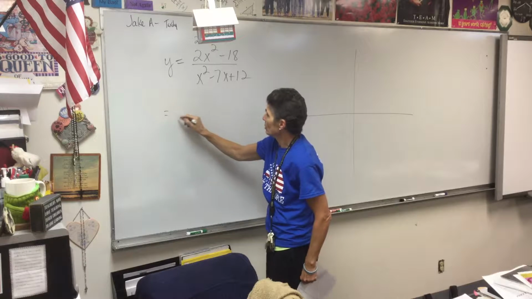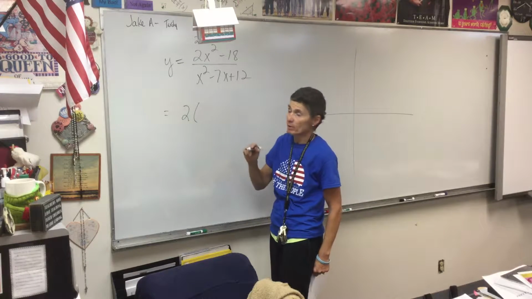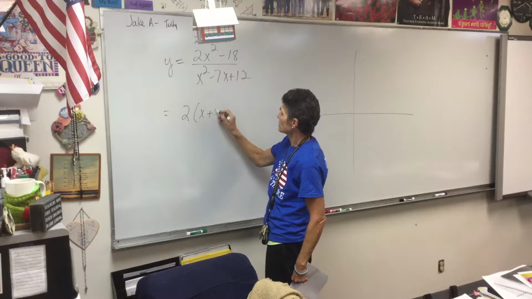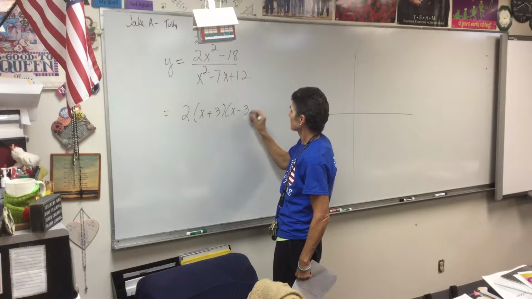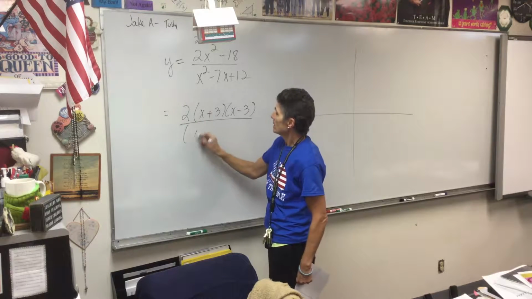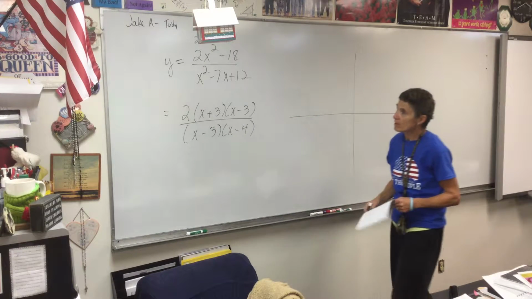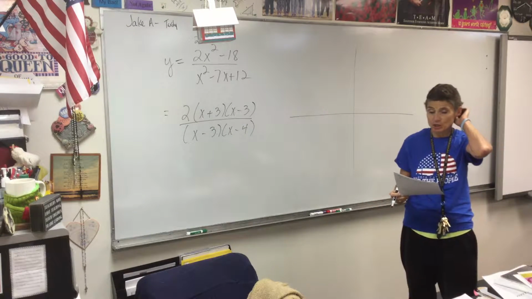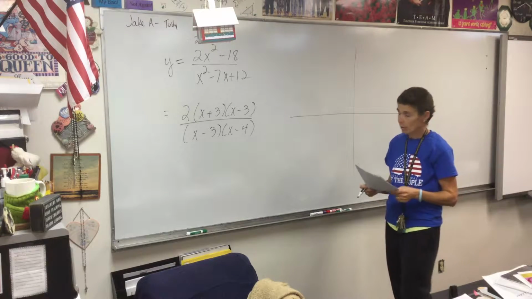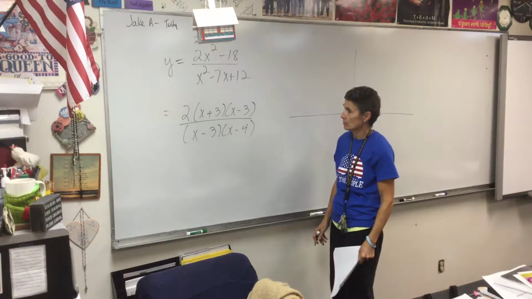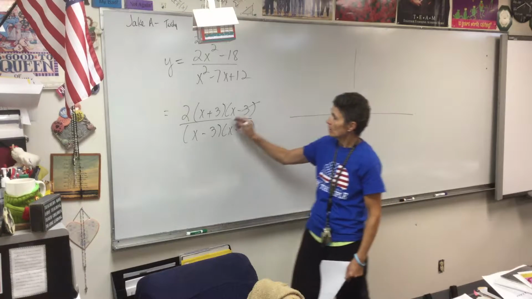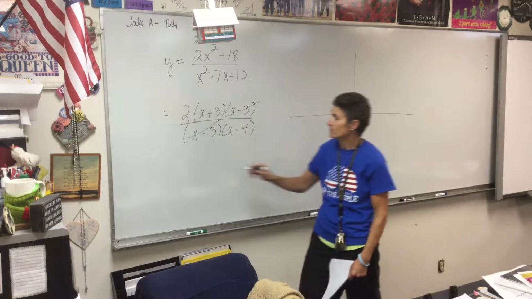So my top is going to factor with the 2. You must bring that along with you. X plus 3, x minus 3, over x minus 3, x minus 4. So there is the complete factorization for problem 1, practice test 2. Notice, woohoo, we have a cancellation.